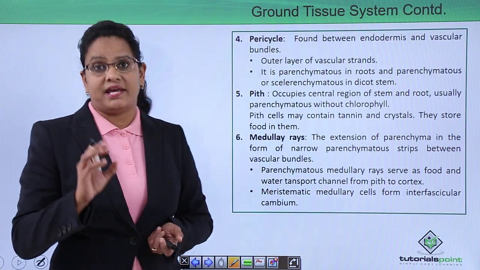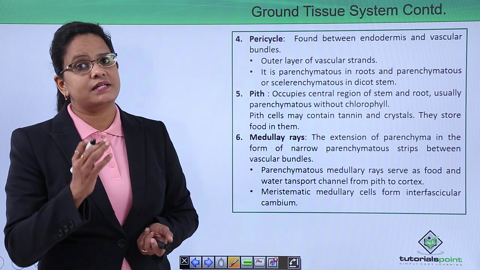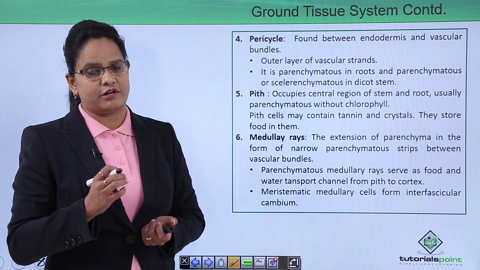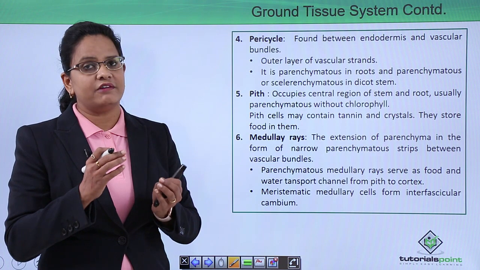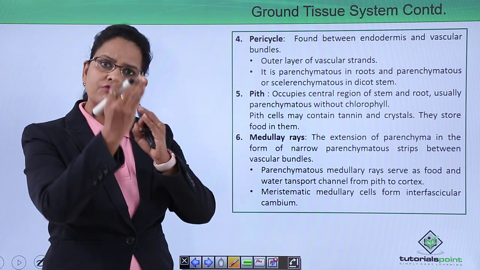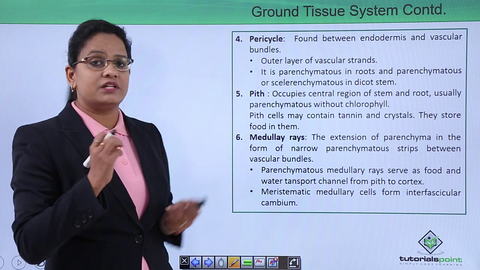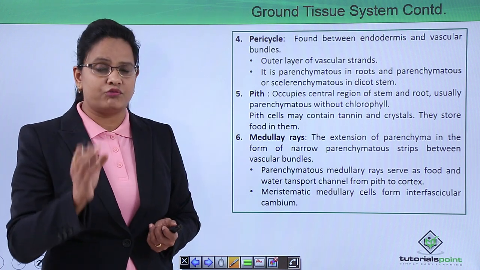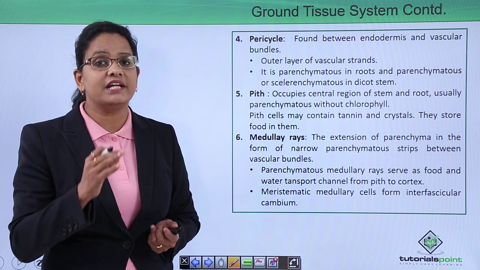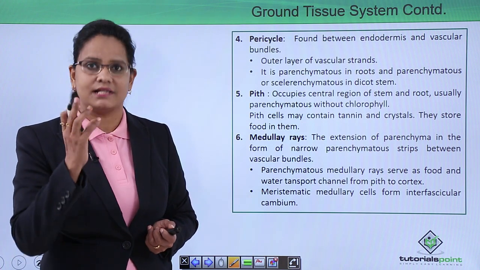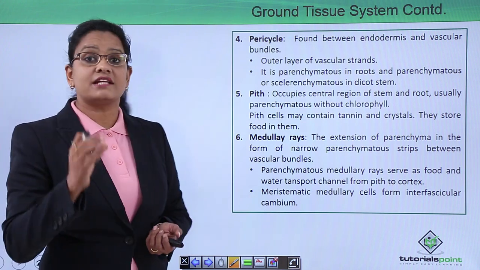The next layer is pericycle. Now pericycle is basically an outer layer of vascular strands. It is found between the vascular strands and the endodermis. So it's found beneath the endodermis and above the vascular strands, right? Now this is parenchymatous in case of roots, but in case of stem, it can be parenchymatous as well as sclerenchymatous, right?